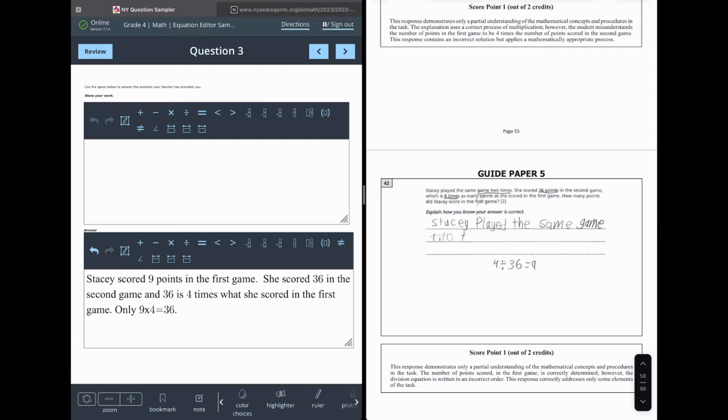Stacy played the same game, and you can see the kid did 4 divided by 36 equals 9. They just wrote it wrong. So unfortunately, they lose a point because they really meant 36 divided by 4 is equal to 9. But at least they got 1 point because they had the fact numbers, the fact family, but that is an incorrect statement. All right, so we're gonna hit pause so you can jot this one down, and we'll get ready to the next one.